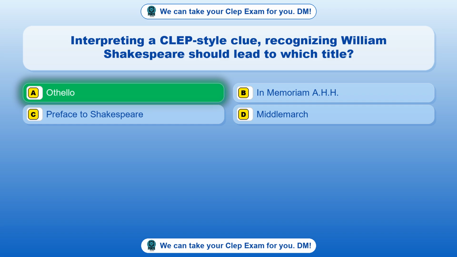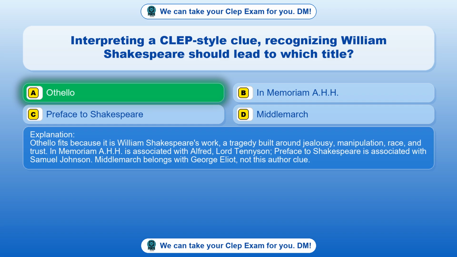Othello. Othello fits because it is William Shakespeare's work, a tragedy built around jealousy, manipulation, race, and trust. In Memoriam A.H.H. is associated with Alfred, Lord Tennyson. Preface to Shakespeare is associated with Samuel Johnson. Middlemarch belongs with George Eliot, not this author clue.